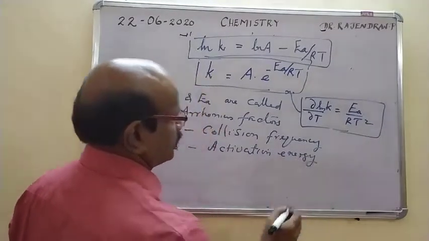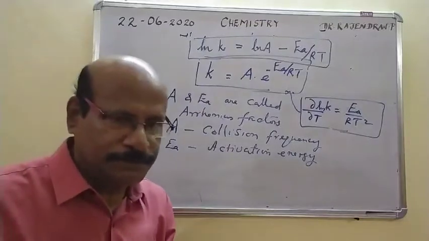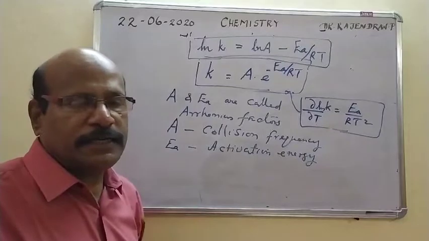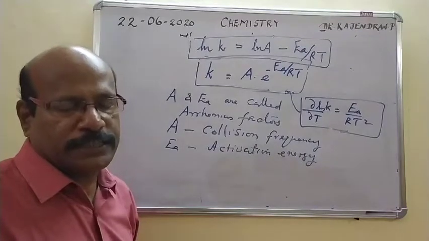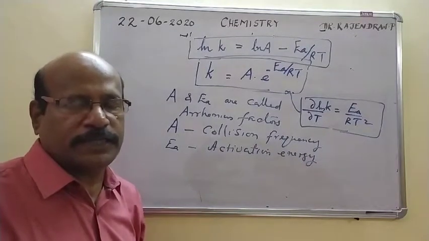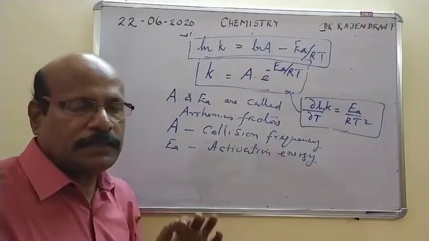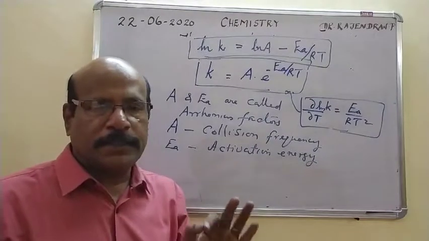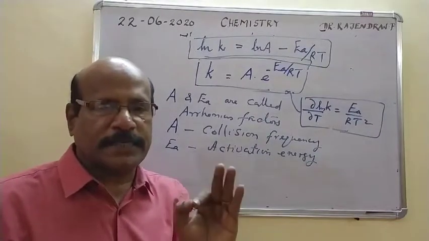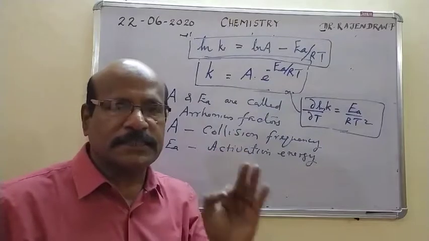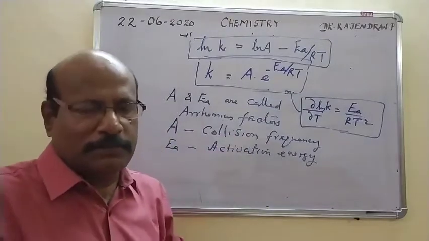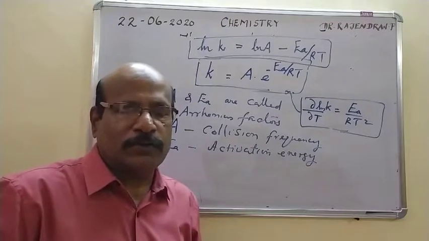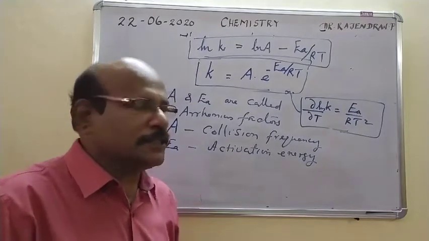Try to understand the terms. The definition of A, the collision frequency, is the total number of collisions per cc per second of the reaction system. It is the measure of the total number of bimolecular collisions involved in a system per cc per second.